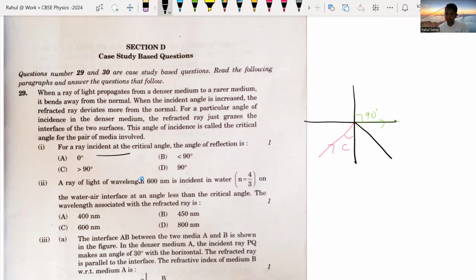So I have to assume that it is total internal reflection, then you can say this is equal to I, correct? The angle of incidence, because this is reflected, right? So it can be less than 90 degrees if it is total internal reflection. At the critical angle, you can say the refracted ray is 90 degrees, not the angle of reflection.